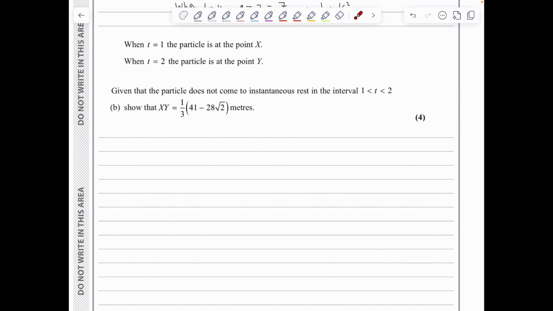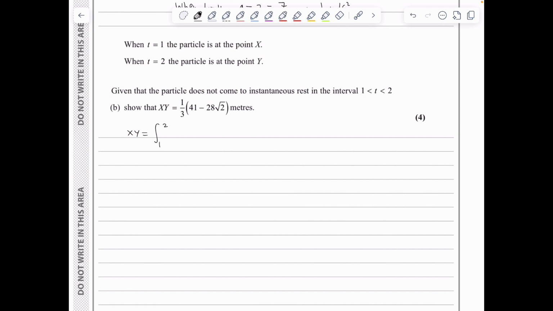We are then told that when t is 1, we are at point x, and when t is 2, we are at point y. Given that the particle does not come to instantaneous rest in the interval 1 to 2, we need to show that xy turns out to be this expression here. So we need to be careful here. The fact that the particle does not come to instantaneous rest means we do not have a change in direction of motion, and therefore the distance xy will simply be given by integrating from 1 up to 2 the expression for the velocity.